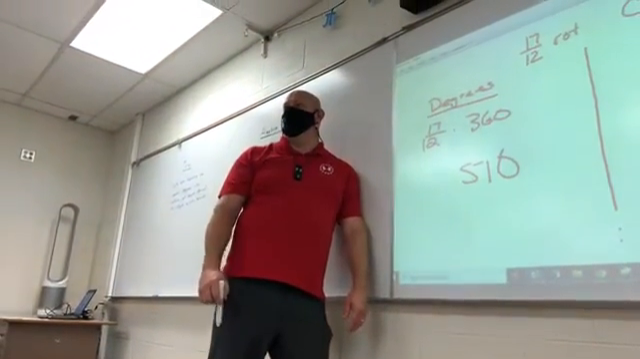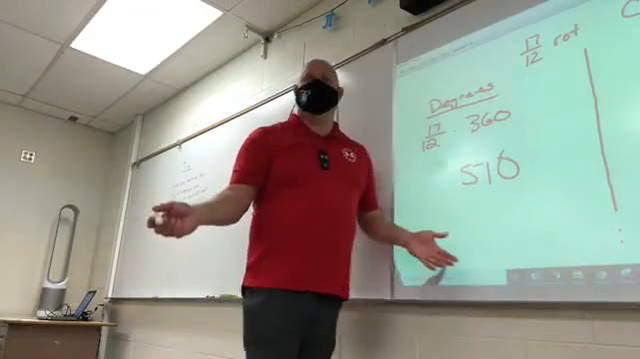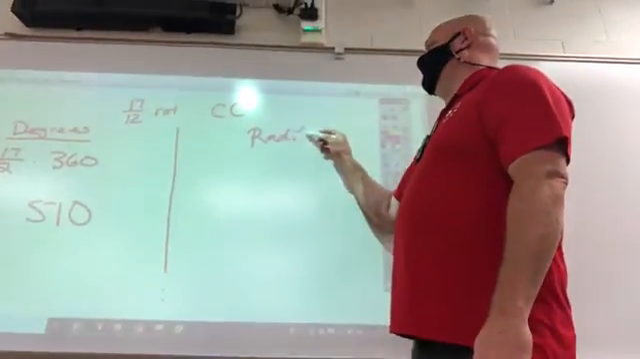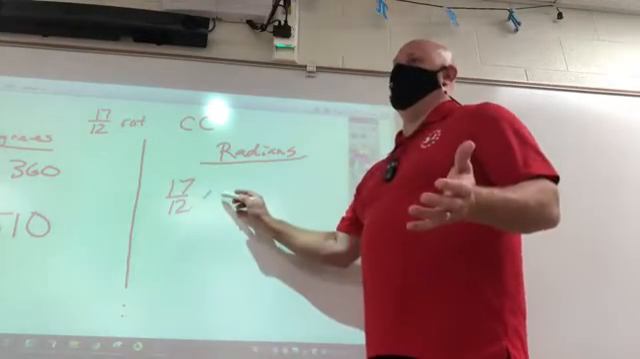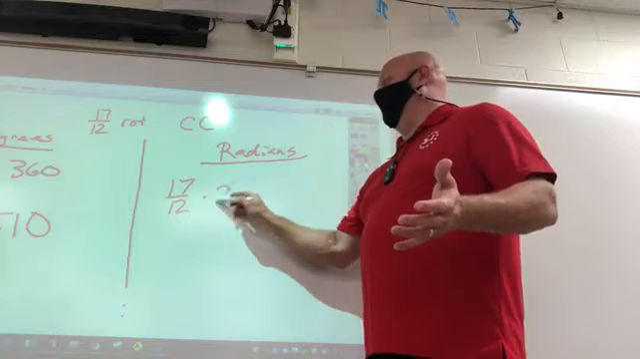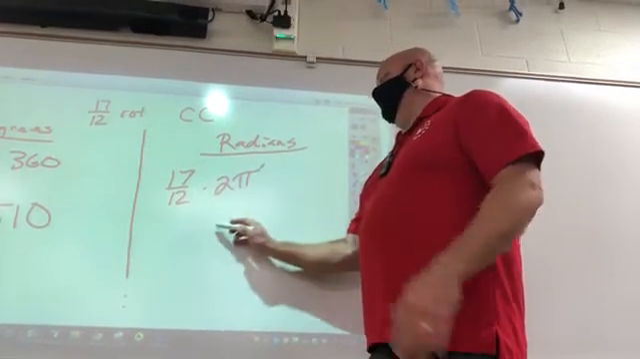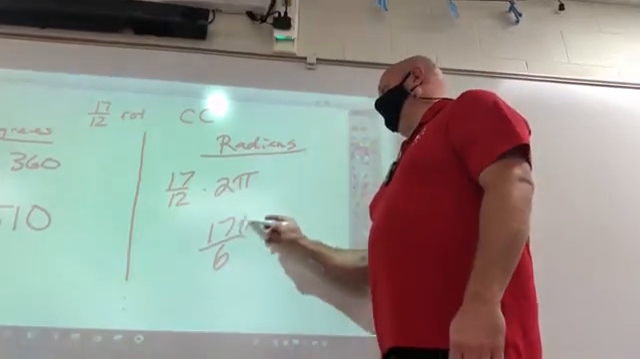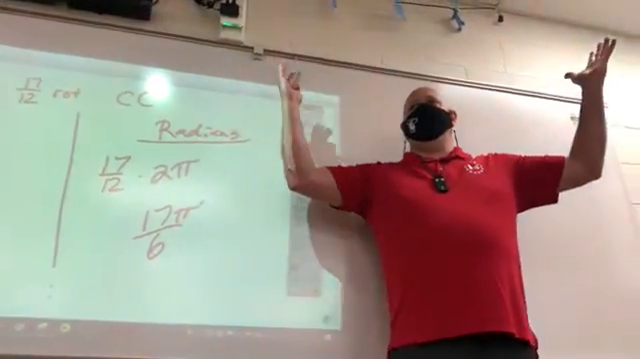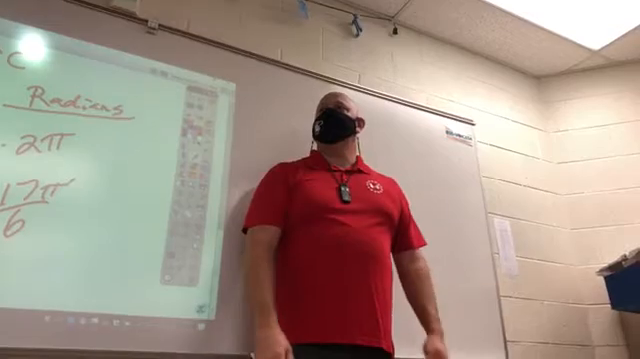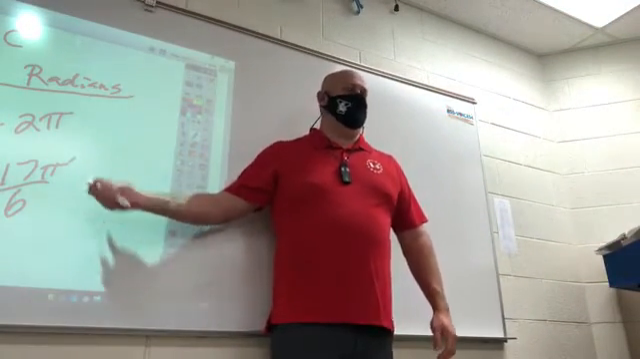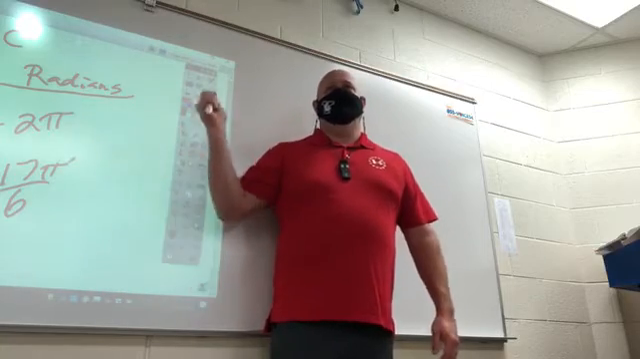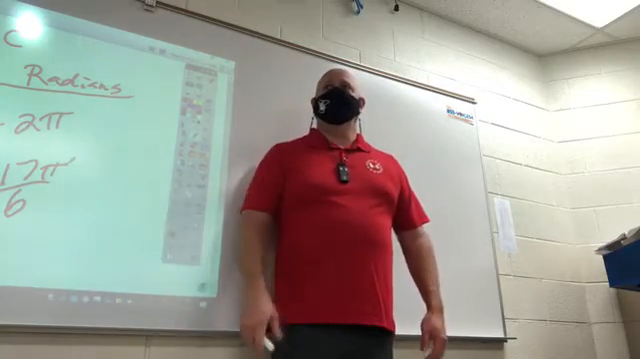Counterclockwise is positive. Easy? If I said to do that same question now that we know how to do radians, we would do 17 twelfths of what? 2 pi. Well, great. That's just 17 over 6 because the 2 and the 12 would reduce. Ta-da! Easy? Radians make life easy. Radians, we like them. A lot easier. Good with those?